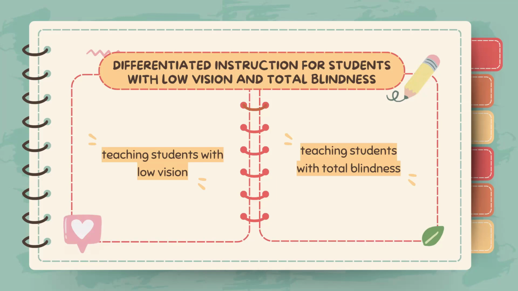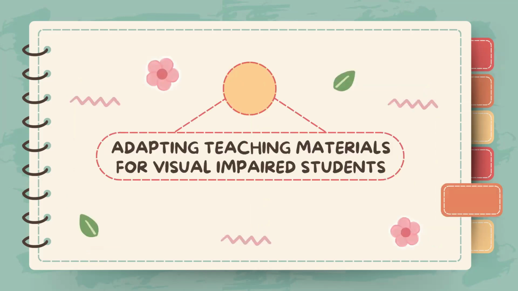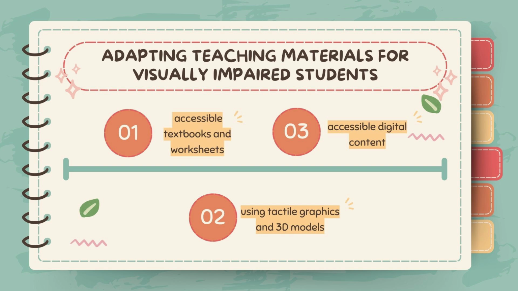Now that we have explored specific teaching strategies for students with different levels of visual impairment, let's shift our focus to adapting teaching methods to ensure all learning resources are accessible and effective. So, when adapting teaching materials for visually impaired students, you can create accessible textbooks and worksheets by using large fonts with high contrast, convert texts into braille or audio formats for accessibility, or highlight important terms using bold and underlined text to improve readability for students with low vision.